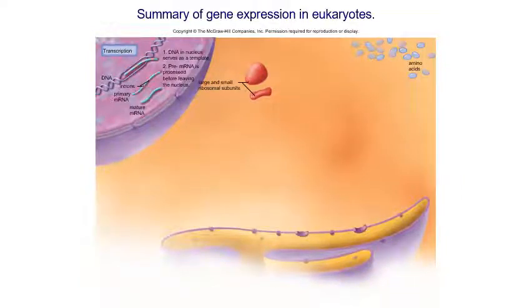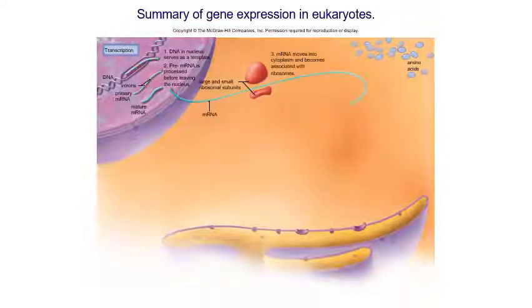Right, so once we've made the mRNA transcript, we have to do the splicing. The splicing is using enzymes to cut out the introns and stick the exons back together. Once we've done that, we've got our mature mRNA transcript, and that mRNA transcript is going to leave the nucleus through one of the nuclear pores. Right, so it goes out of a nuclear pore and finds its way to a ribosome.